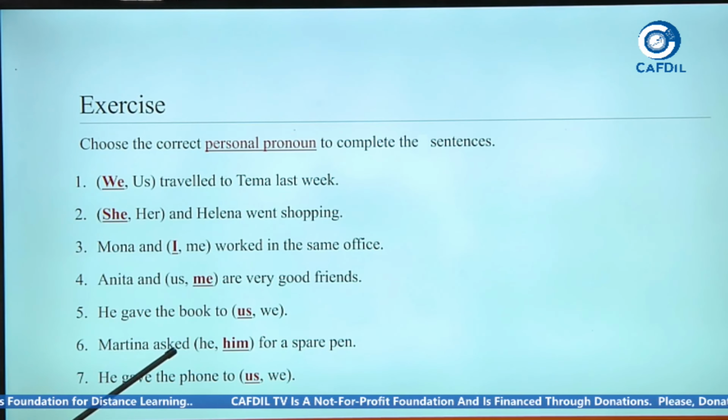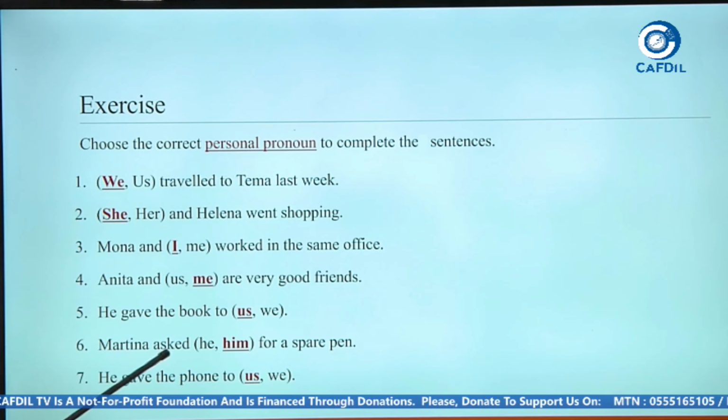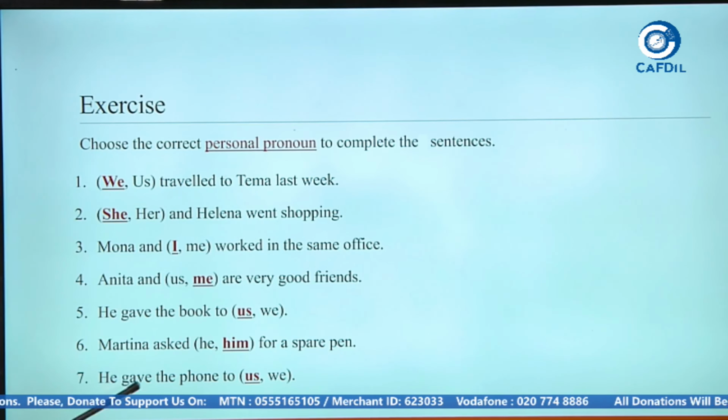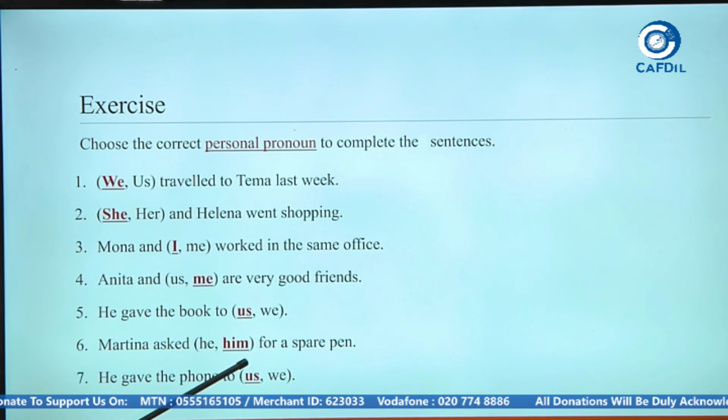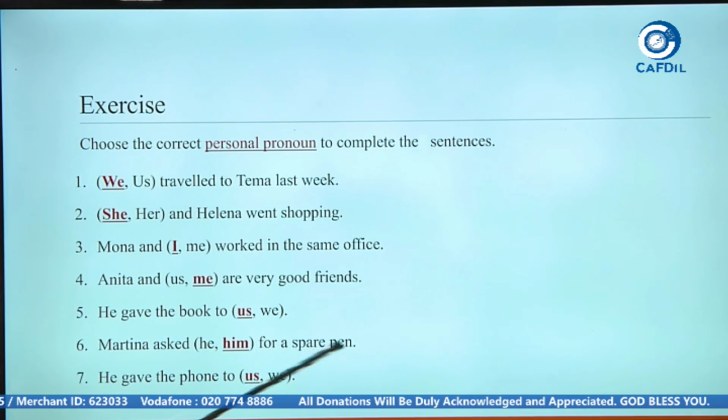Martina asked, we have he and him, for a spare pen. Martina asked he or him for a spare pen. Which of them will be the right to choose? Him. Let's read it together. Martina asked him for a spare pen.